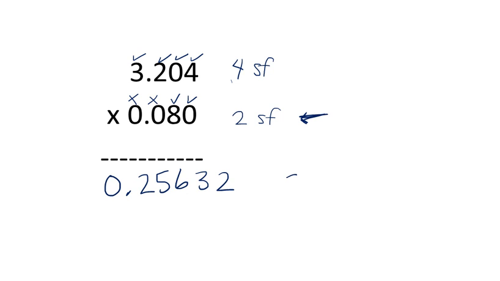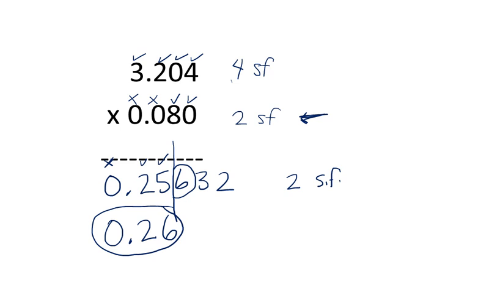So in our answer, we know that leading zeros are not significant, so that 0 doesn't really count as significant. The 2 and the 5 are, and so that means we have to stop after that second significant figure. And the next number, which is the 6, is only used for rounding. So the 6 means it has to be bumped up. So the answer is 0.26 that you would record. 0.26.